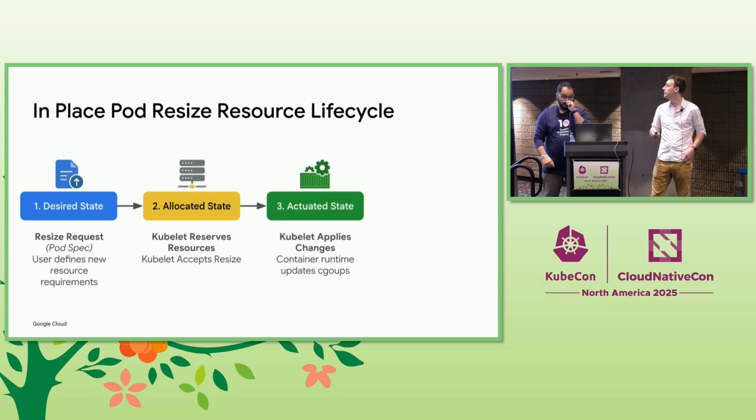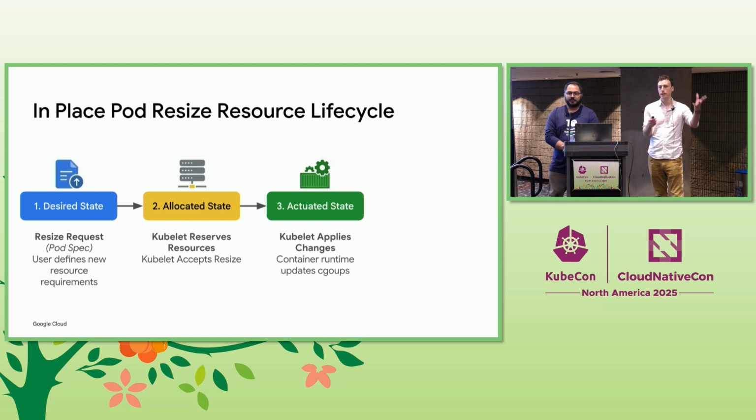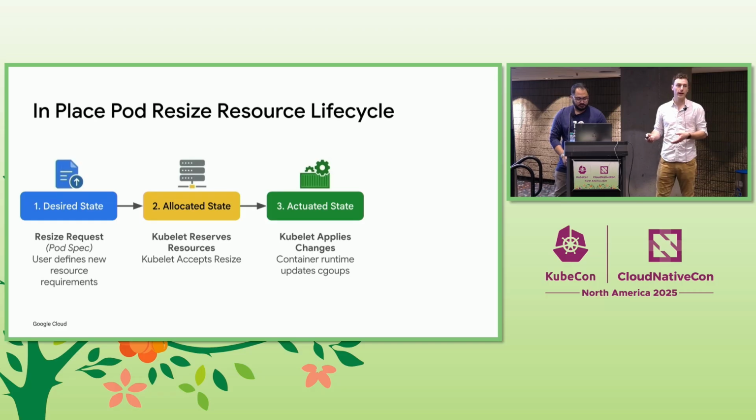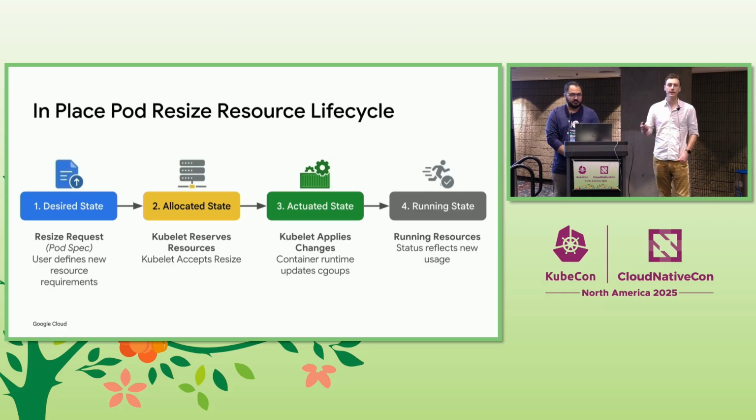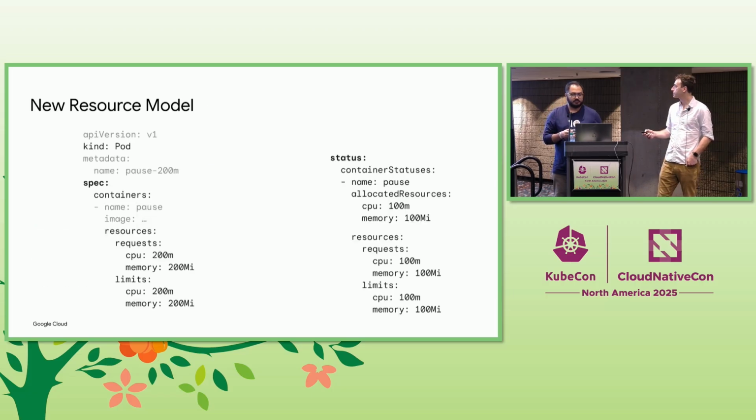Next is the actuated state. The kubelet now has the allocated resources. It's going to send the request to the container runtime to make the changes, to run the containers with the new sized values. And then finally, it will read back the actual running state from the runtime or from the container metrics to see what the container is actually running with. And that's what gets reported up into the status.